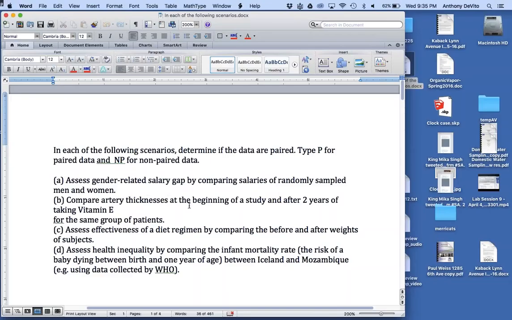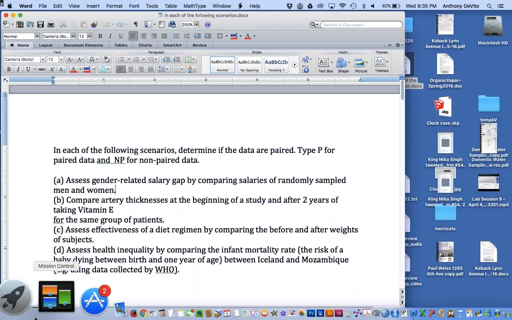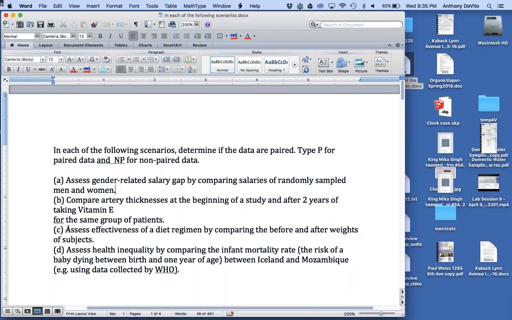Compare the artery thicknesses at the beginning of a study and after 2 years of taking vitamin A for the same group of patients. There's a situation where we have a patient before, a patient we measure again 2 years later after they've been on a treatment. And in that case, it's the same patient. Instead of looking at it as two different groups, we can just look at the difference. Did the artery thickness increase? Did the artery thickness decrease? And we can deal with that as a single sample in a sense and compare it to a particular value like zero for change or no change.